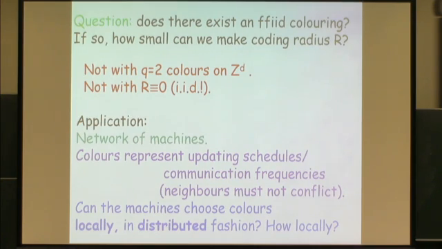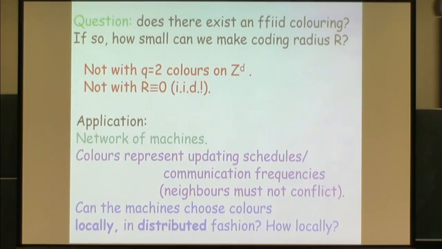And this question has some applications in computer science. Imagine you have a network of machines, some graph of computers connected to each other somehow, and I want to assign a color to each machine. Maybe the colors represent schedules for them to update their software, or communication frequencies, and there are some local constraints, so you don't want neighboring machines to be in conflict with each other. Perhaps you don't want them to use the same update schedule, or the same communication frequency, so that means you have to have a coloring.